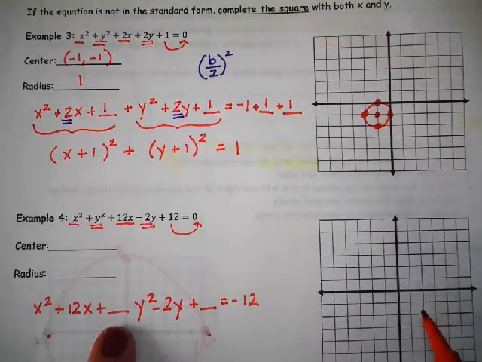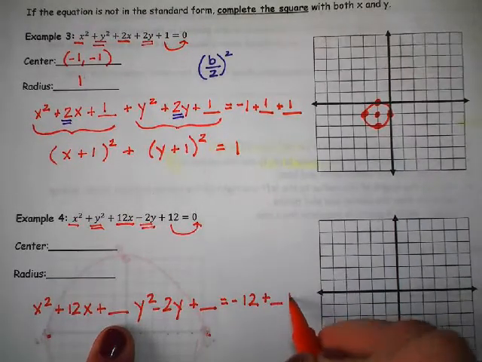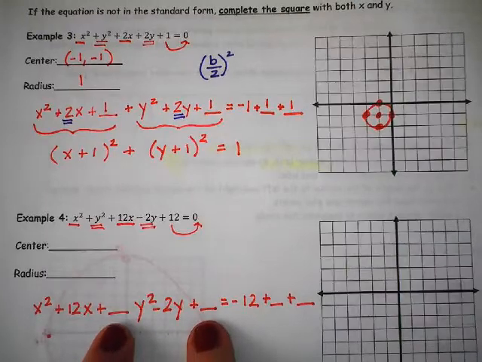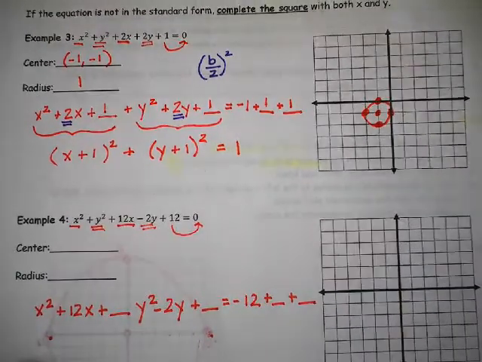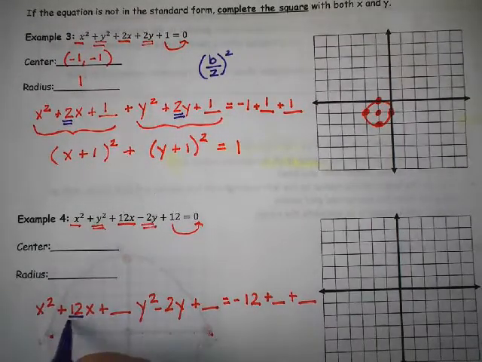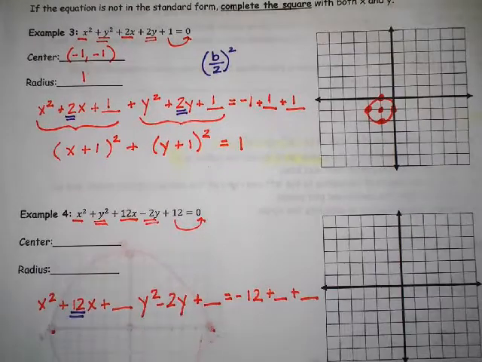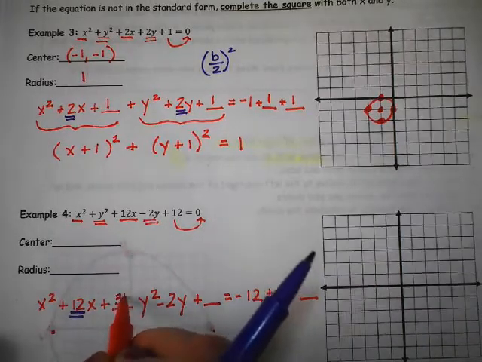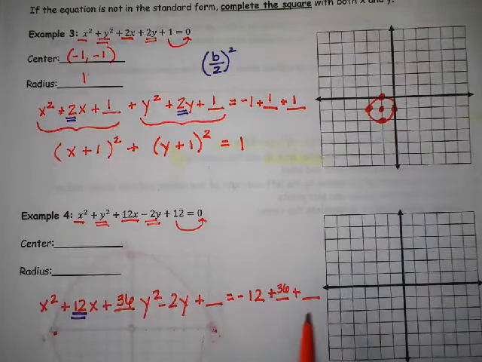And remember the rule, you can't just randomly add a number to an equation. If I add it on the left, I also need to add it on the right. So there's 2 blanks on the left, 2 blanks on the right. To figure out what value I get, I take b and I cut it in half and I square it. So 12 cut in half is 6. And 6 squared is 36. So 36 will go here. It will also go over here on the right.